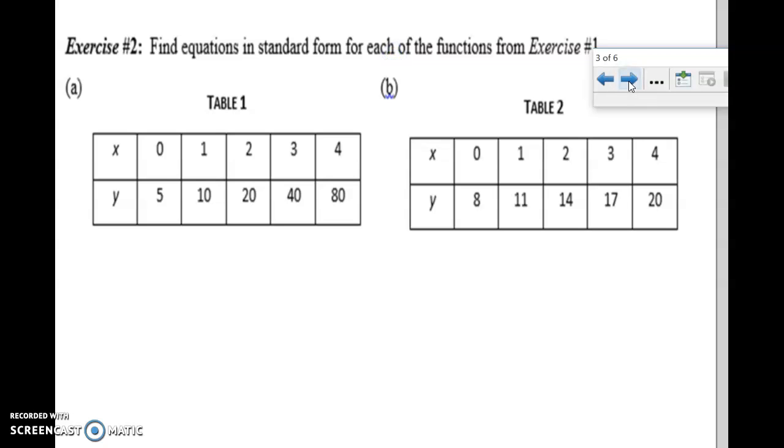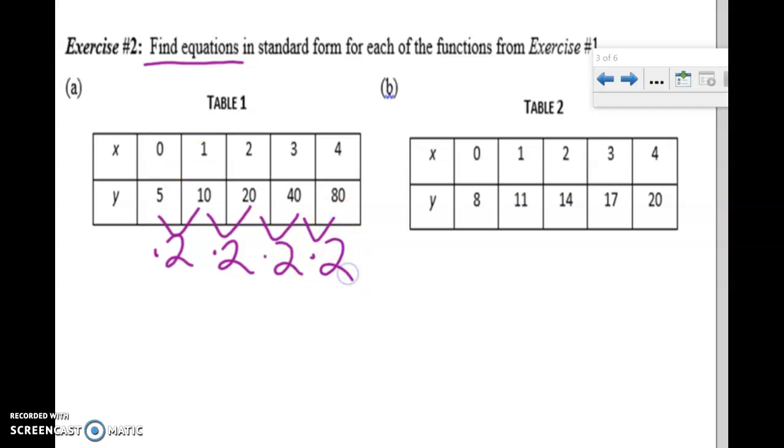Table number 1, table number 2, same 2 tables, but this time we want to write the entire equation. Now, a part of that equation is going to be how much we're multiplying by. So let's put that back down. Multiplied by 2, and over here we added by 3.